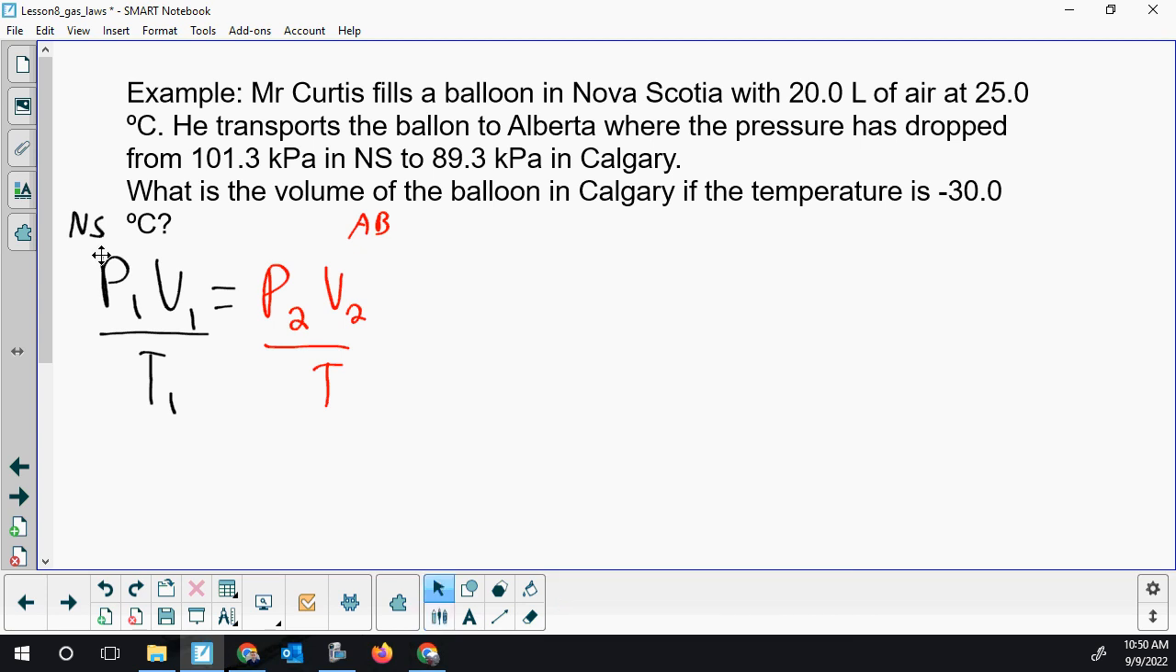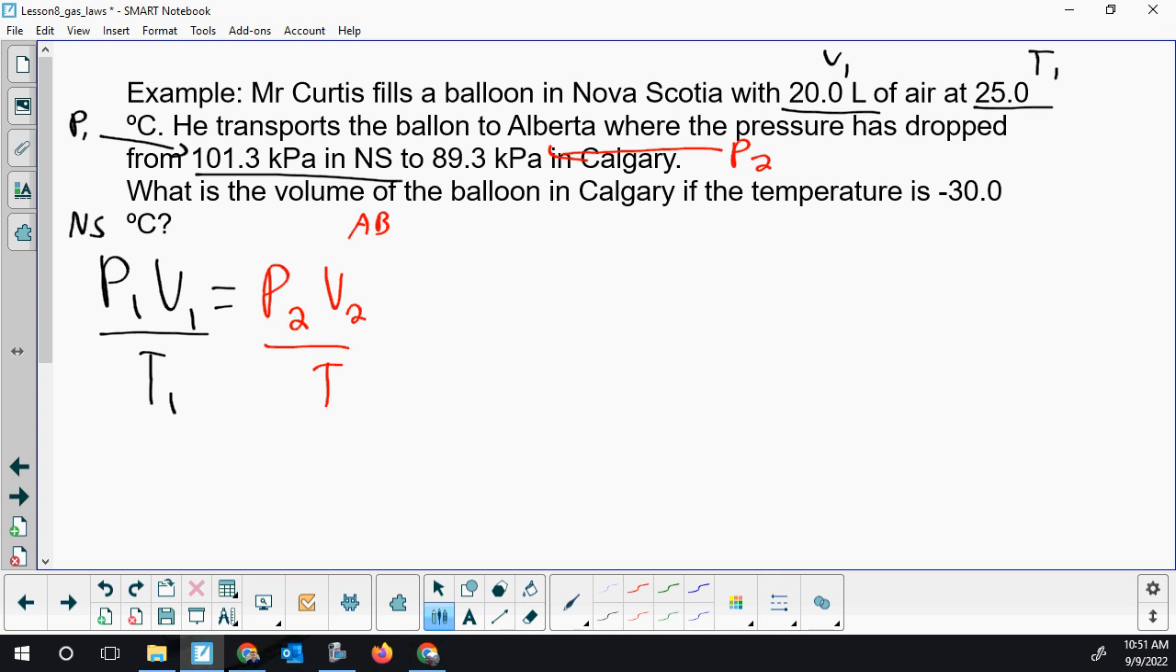So I'm going to go read the question, color code things. So I fill a balloon in Nova Scotia with 20 liters. The Nova Scotia is 1, so that's my V1 at 25 degrees Celsius. So that's still Nova Scotia, so that's my T1. I take it to Alberta. The pressure's dropped from 101 in Nova Scotia, so that's still a 1. So that's P1. To 89-ish in Calgary. So that's our first Calgary bit of data. So that's a P2.